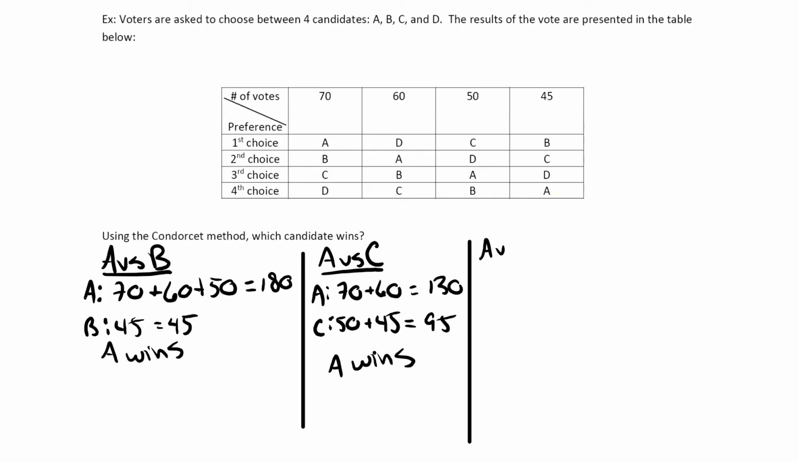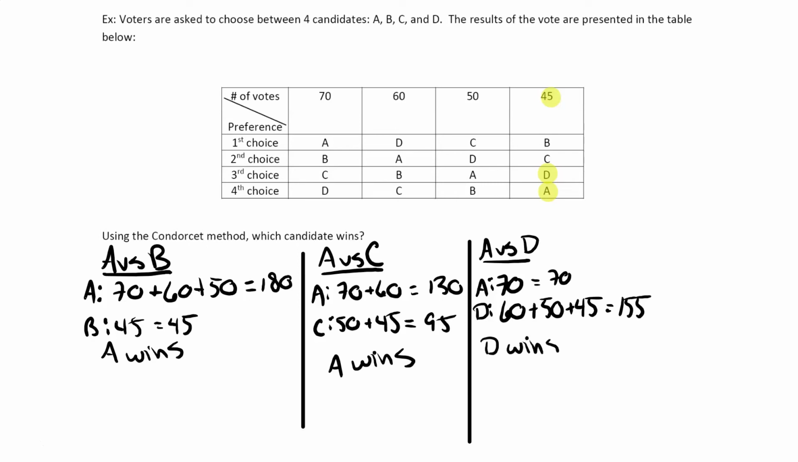Now let's look at A versus D. In the first column, A is top, D is at the bottom, so A will get those 70 votes. In the second column, D is at the top and A is right underneath, so the 60 votes will go to D. Third column, D is again above A, so those 50 votes will be going to D. And in the fourth column, D is again above A, so the 45 votes will also go to D. So this time, A only has 70 votes, but D has 155. Therefore, we can say that D wins in that case.